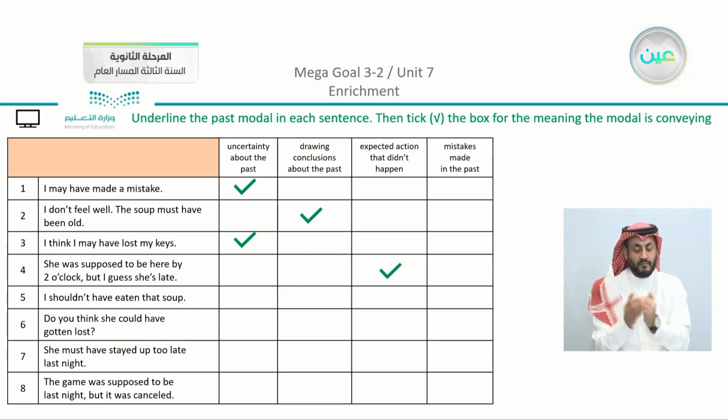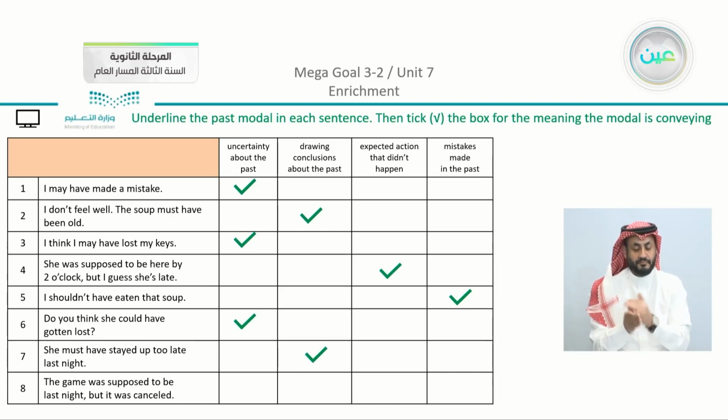After that, we have number 5. I shouldn't have eaten that soup. Now, in this sentence, we can see that it was a mistake that was made in the past. Number 6, do you think she could have gotten lost? Yes, uncertainty about the past. Number 7, she must have stayed up too late last night. She must have. So there is a kind of expectation, or sorry, conclusion.